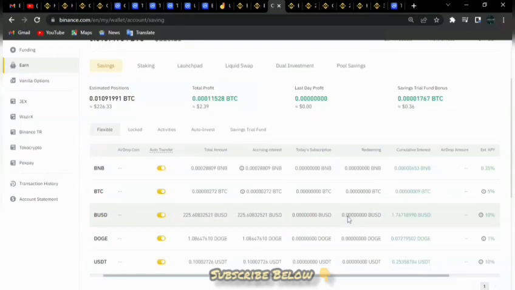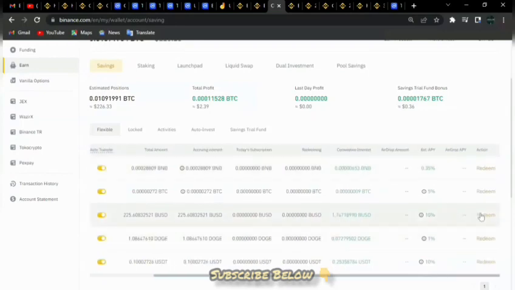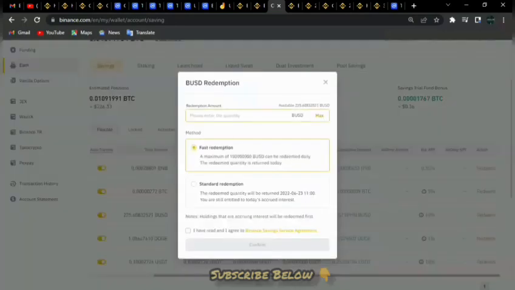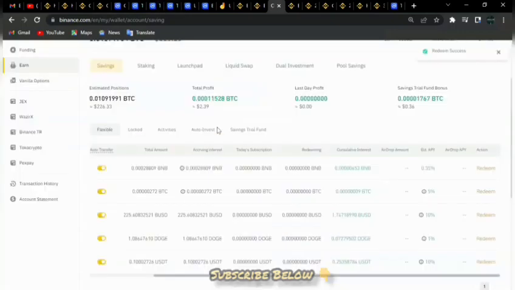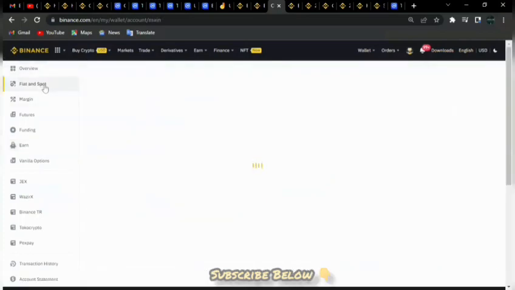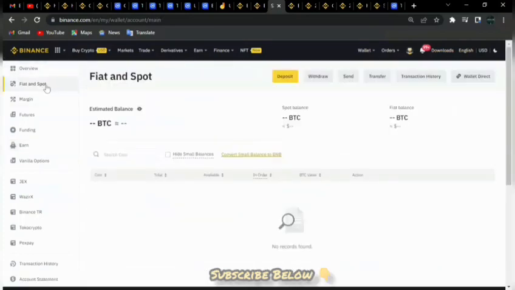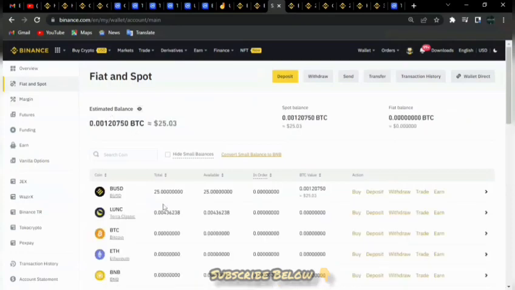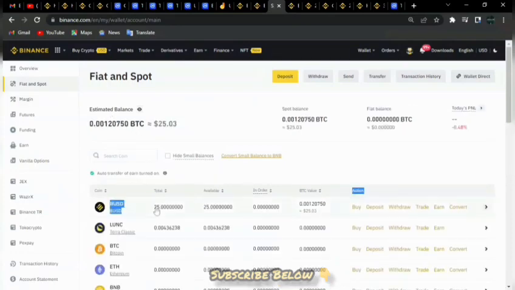So this is a flexible savings, so it gives you the opportunity to redeem some of the funds you have in your account. So I'm going to redeem, let's say about 25 BUSD. Now you can see that the redeem is successful. I think the funds are going to be transferred directly to our fiat and spot account. You can see it here, we now have about 25 BUSD here.